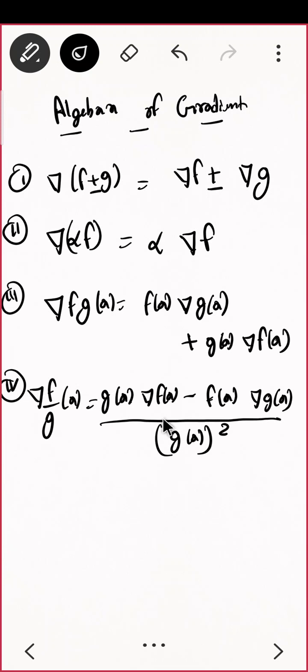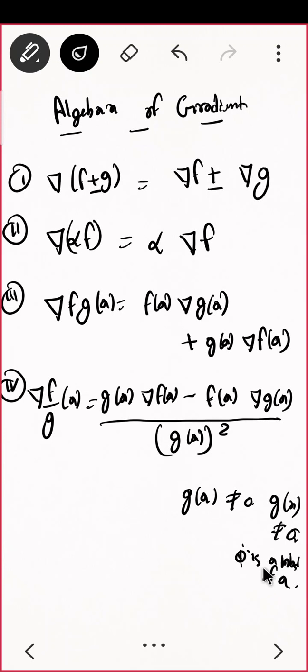You already know what is the definition. You can prove it easily. Here the condition is g of a should not be 0 and g of x also should not be 0. Correct? Yeah. In a neighborhood of a. Okay, and proof is easy. It is just coordinate wise differentiation. So I don't think I should do that.